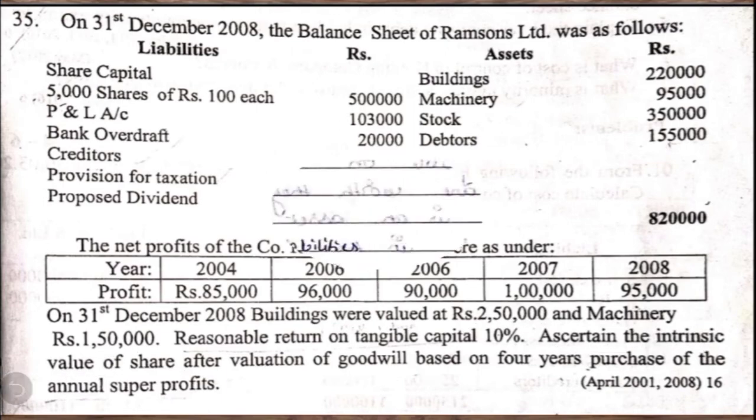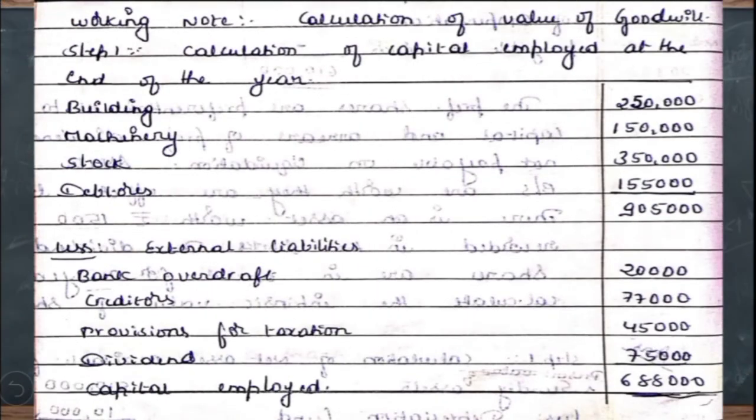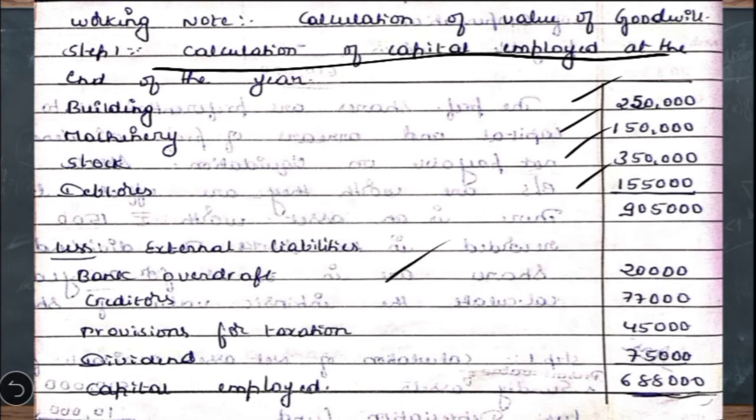So let us see how to calculate the capital employed. In the first step, we are going to calculate capital employed in the business at the end of the year. Building at present value, machinery at present value, stock and debtors, we are considering that book value itself as the present value. We get the total of 9,05,000 less external liabilities, bank overdraft, creditors, provision for taxation and dividend. We get a difference of 6,88,000, which is called capital employed in the business at the end of the year.